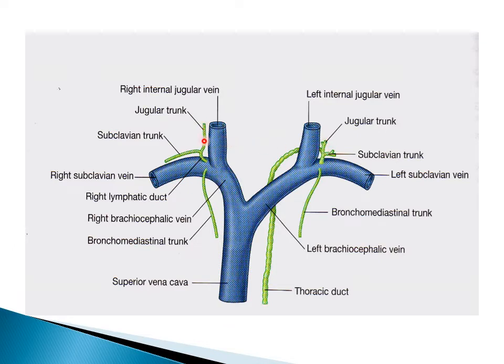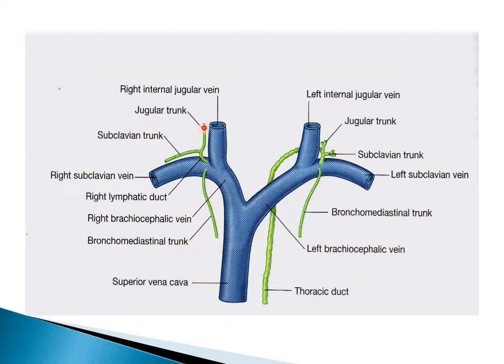Now, this jugular trunk joins with the subclavian trunk. Subclavian trunk, what is it doing? It is draining lymph from the upper limb. Okay, so this is the subclavian trunk on the right and the subclavian trunk on the left. Thoracic duct is draining lymph from the lower part of the body, that is from the abdomen and pelvis. There is a bronchomediastinal trunk on either side draining lymph from the thoracic area.